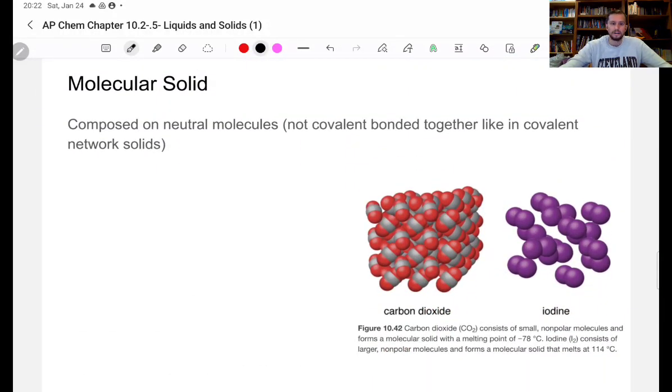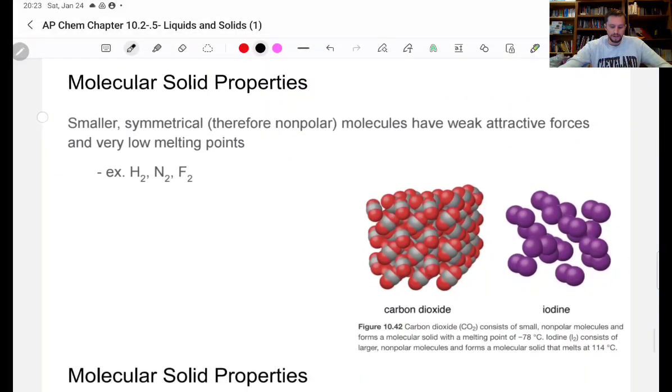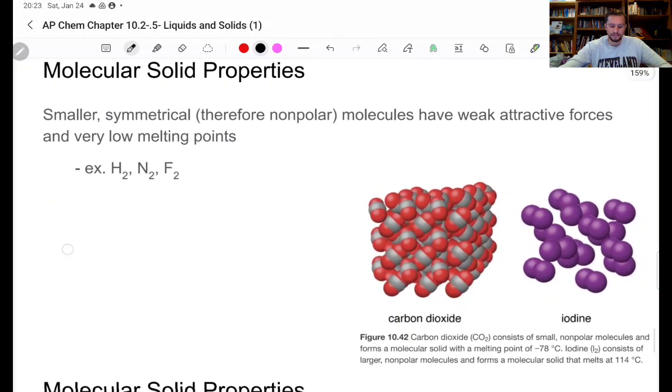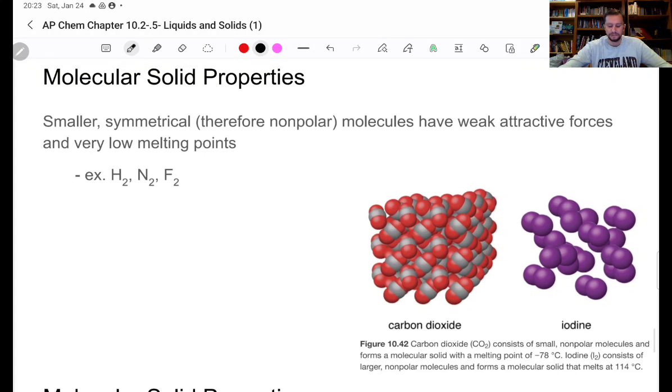Molecular solids are compounds that are solids just by intermolecular forces. So these are composed of neutral molecules, not covalently bonded together like in covalent network solids. For example, carbon dioxide, we just have London dispersion forces. Iodine, just London dispersion forces holding the molecules together in the solid state. So that's much easier to melt because what's being broken are London dispersion forces and not covalent bonds. And so these tend to be smaller and symmetrical in the individual molecules.